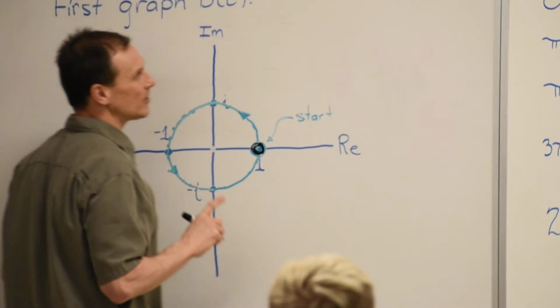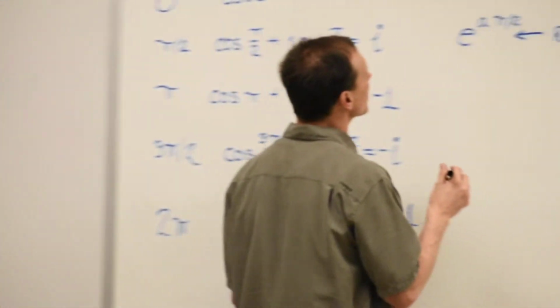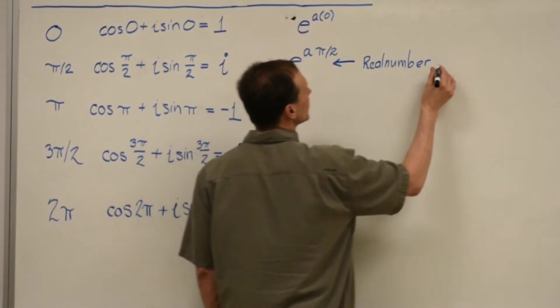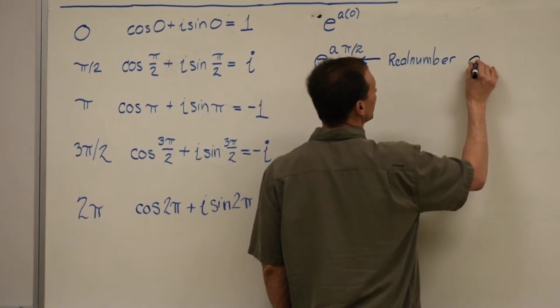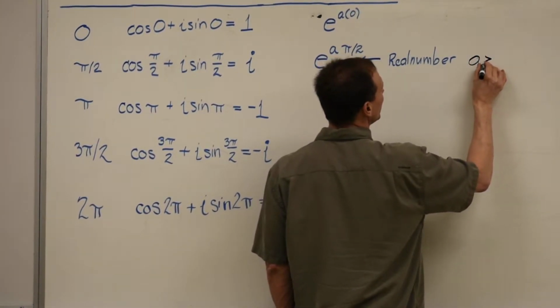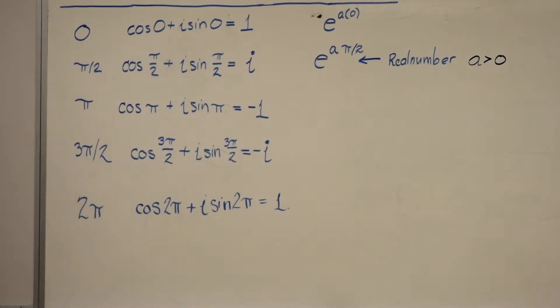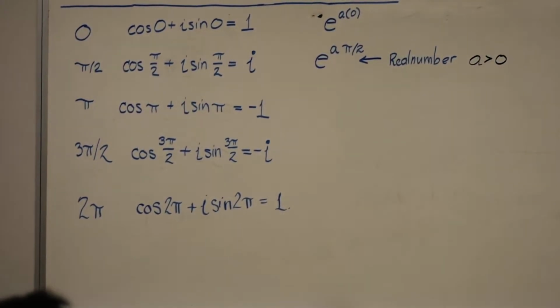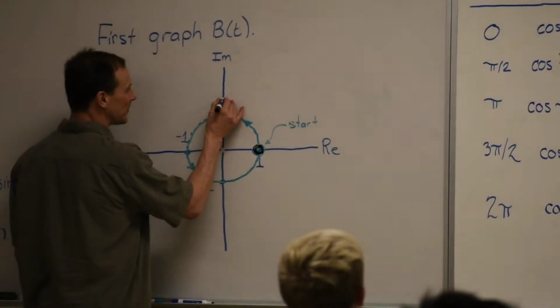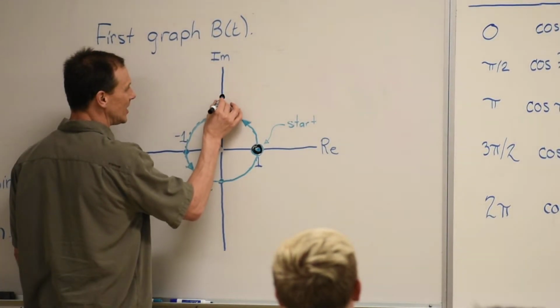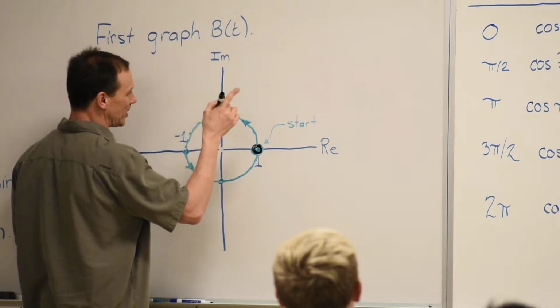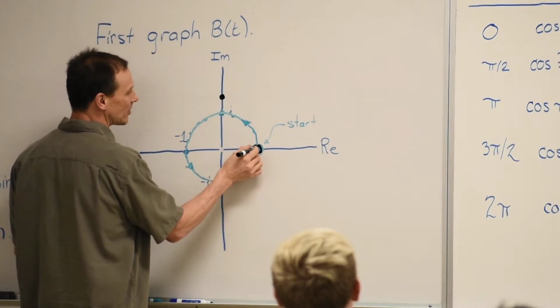So I'm going to do this. So in black, for our black graph, a is greater than 0. It's positive. It can be just like 0.01. It doesn't have to be very big, but it's some positive number. So when I get to here, this is e raised to the a times pi over 2 times i.